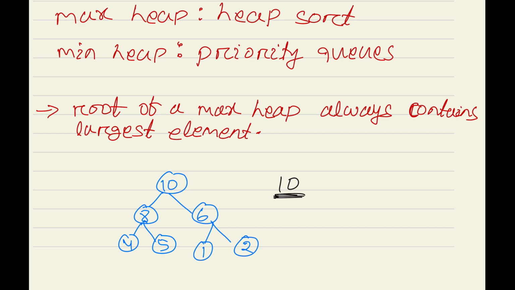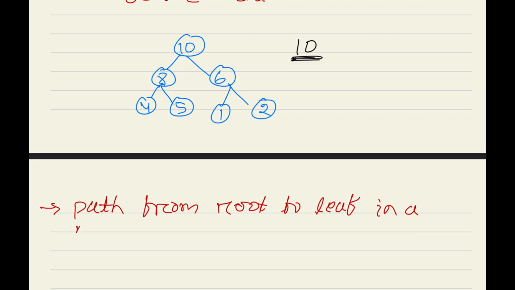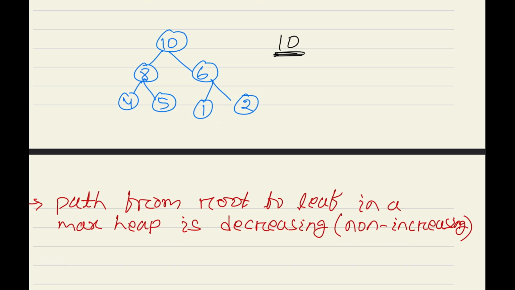Now another important property we can see here. The path from root to leaf in a max heap is decreasing, or we can say non-increasing, when the same value is allowed.